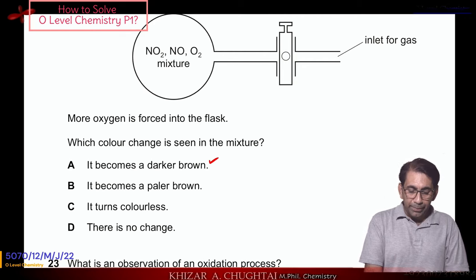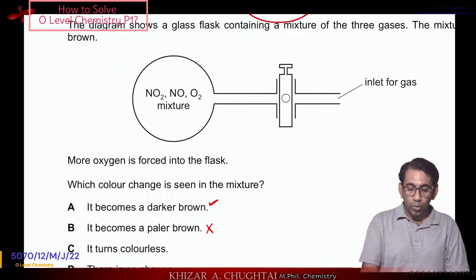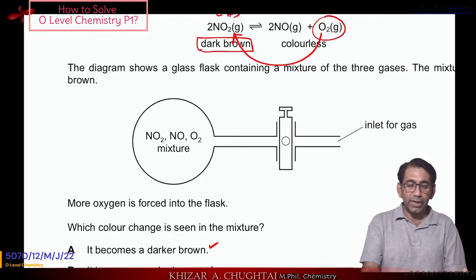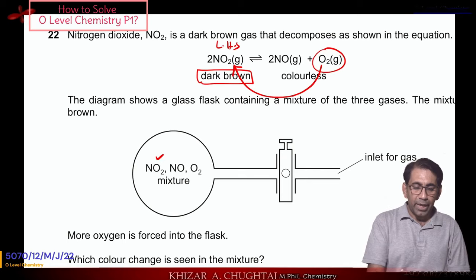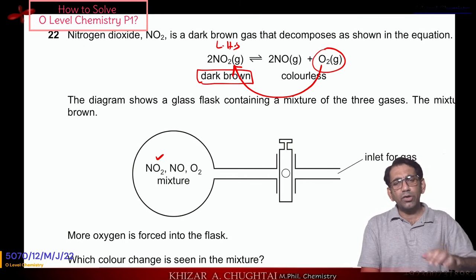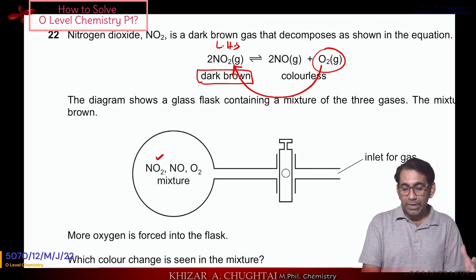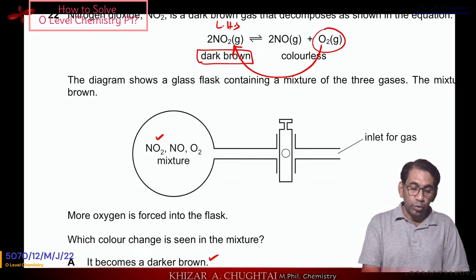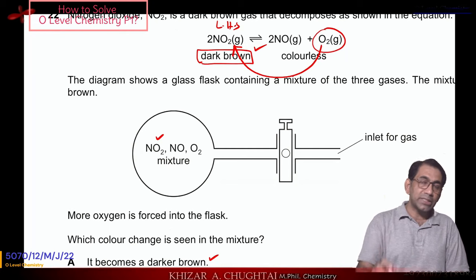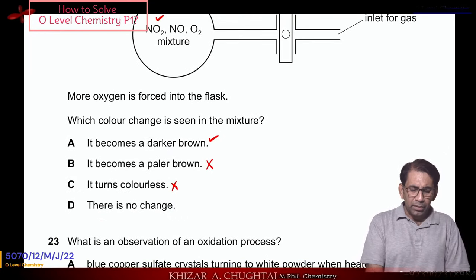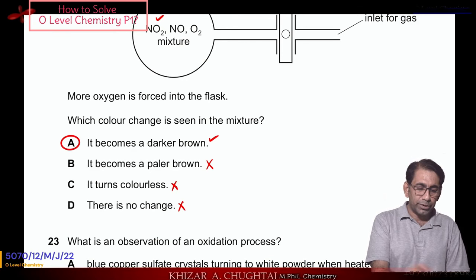It becomes pale brown. No, it's incorrect. It turns colorless. No, because the reaction is moving toward the backward side, towards the side of NO2. Upon addition of oxygen, there will be the possibility of more formation of NO2, and the color of NO2 is dark brown. So the color will be darker. And no change again is incorrect. So A is the correct option.